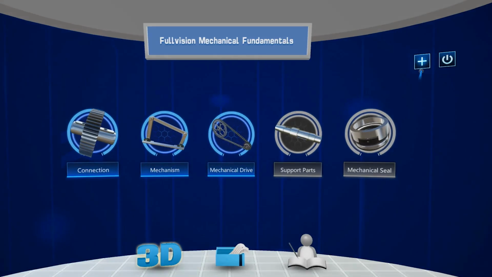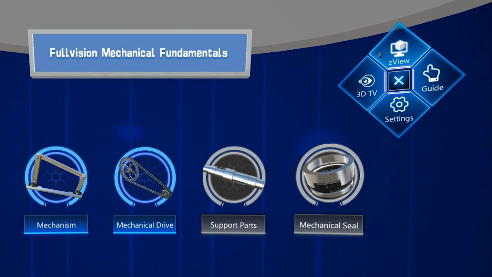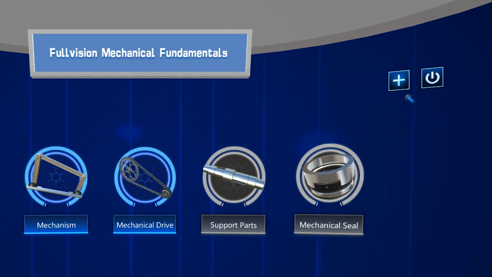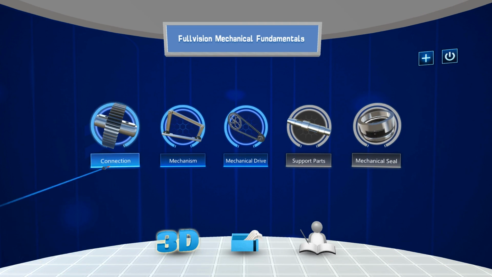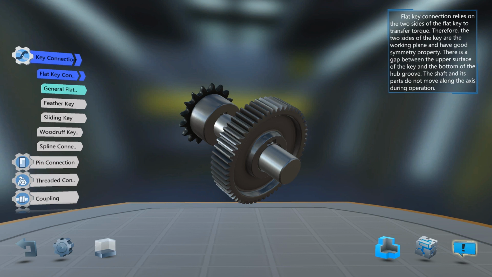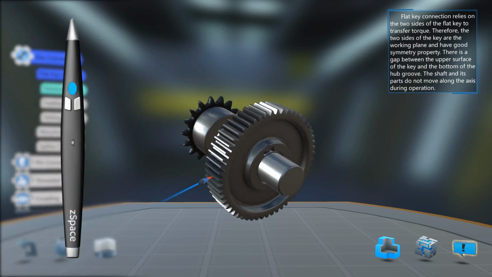Z-View is available and can be activated by selecting the plus sign in the upper right-hand corner. You can also change your preferred language here and close the application. When you see a connection like the key connection shown here, a new window will appear and exploration can begin. Pick up the model using the center button of your stylus and rotate to explore.